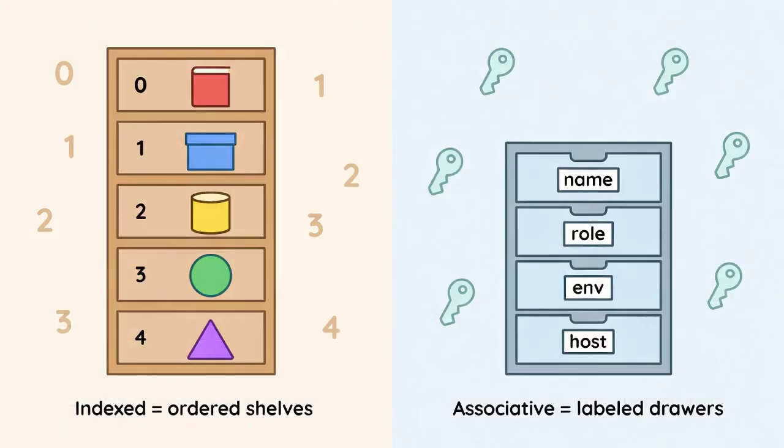The mental model that keeps this straight. Think of an indexed array as a row of numbered shelves where position is everything, and an associative array as a cabinet of labeled drawers where the label is everything. Numbered shelves preserve order for iteration. Labeled drawers enable direct lookup by name. Once you hold both pictures in your head, every bash array decision becomes obvious.